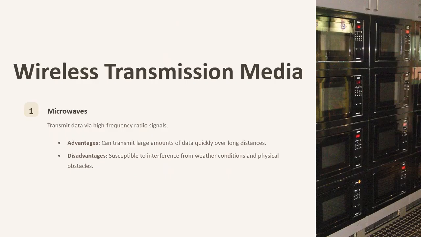Microwaves transmit data via high frequency radio signals. Advantages: can transmit large amounts of data quickly over long distances. Disadvantages: susceptible to interference from weather conditions and physical obstacles.